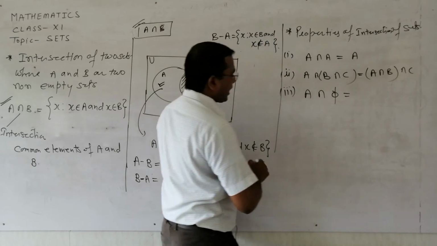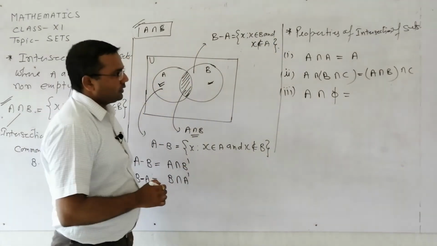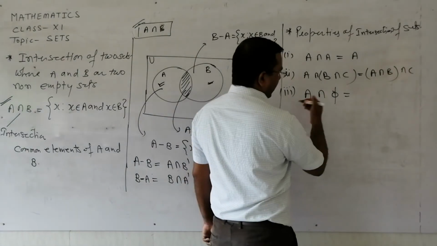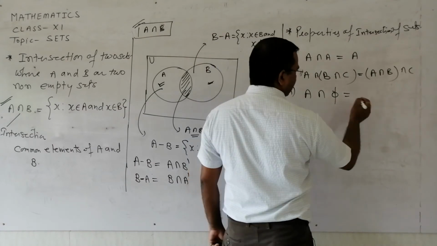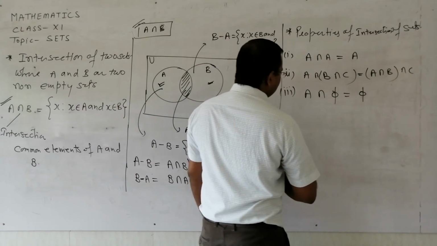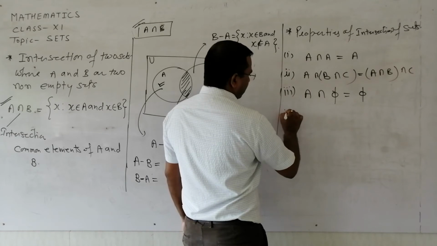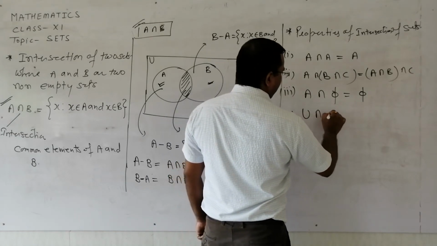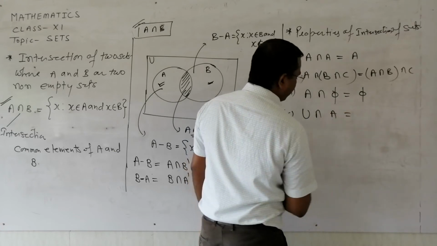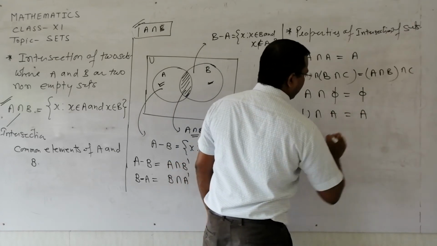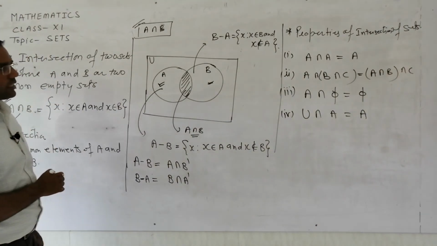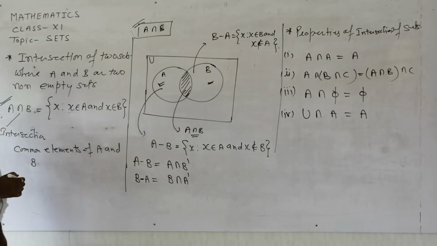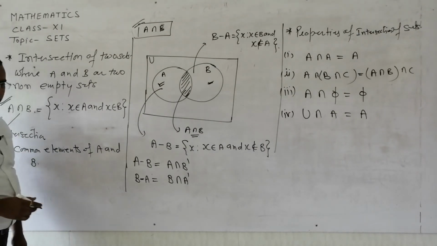What do you think A intersection phi is? Is there anything common between these? Then it is equal to phi only. Or then what is union intersection A? It is A only. So these are certain properties you have to keep in your mind regarding the intersection of the sets.